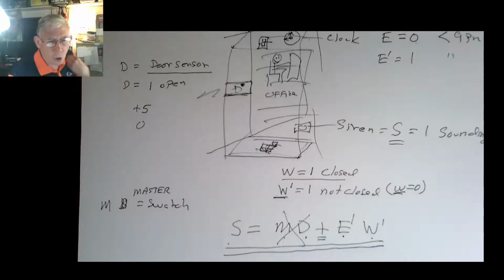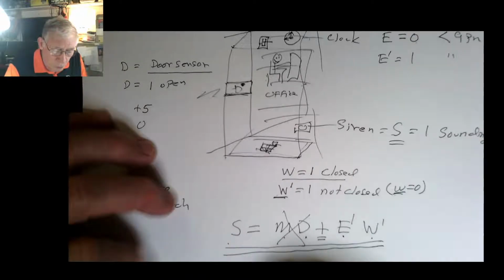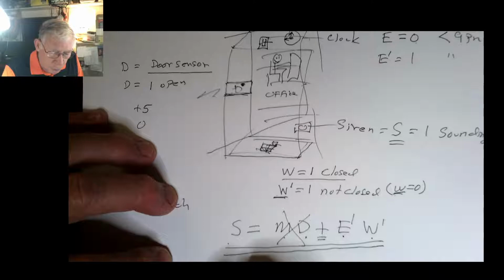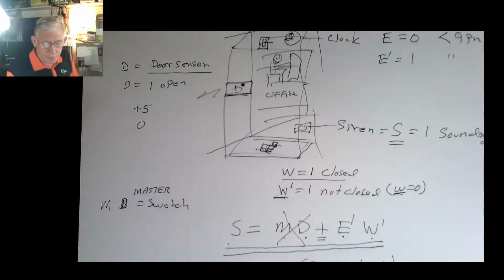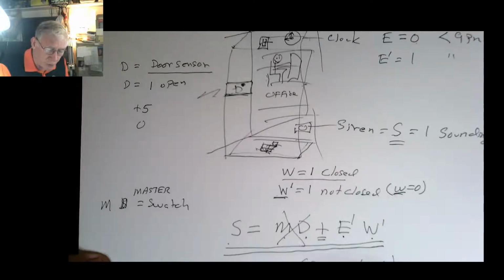If I want to open the window, I'd still like the alarm to not ring if the master switch is off. So what the customer really wanted was S equals M ANDed with (D plus E prime W prime). And then everything's going to work like it should, because we've used parentheses here and we put the master switch as a required component for the alarm to ring.